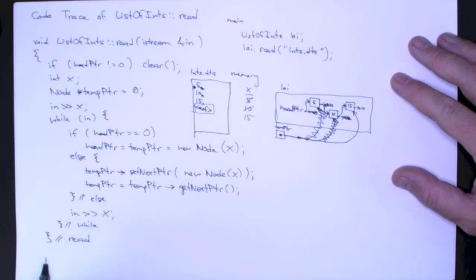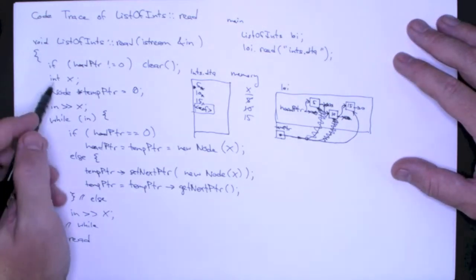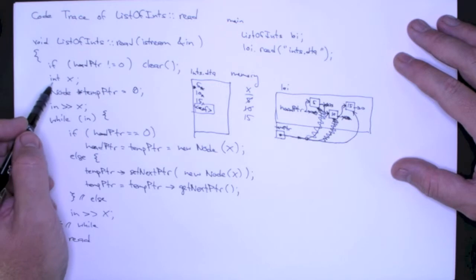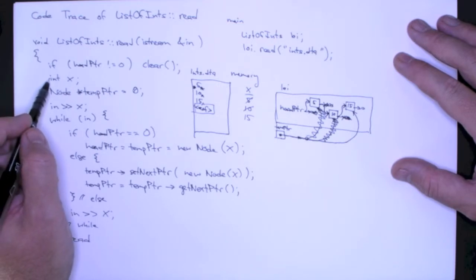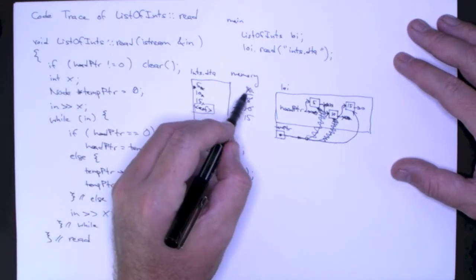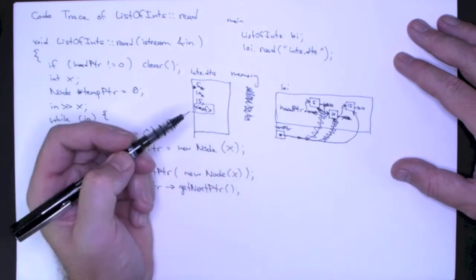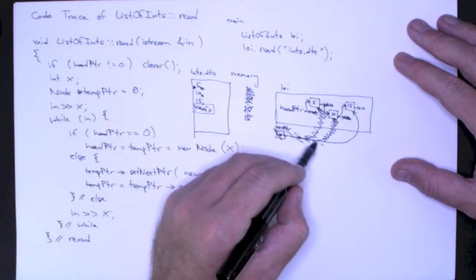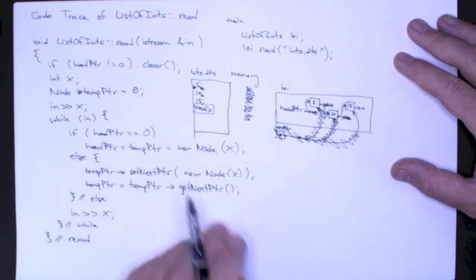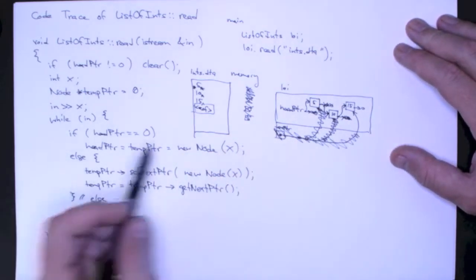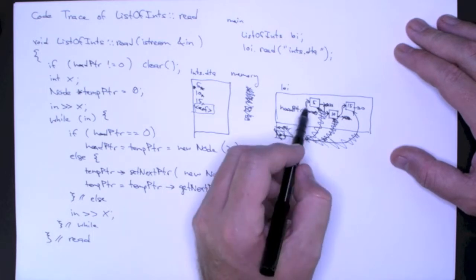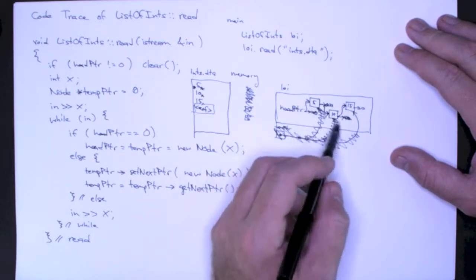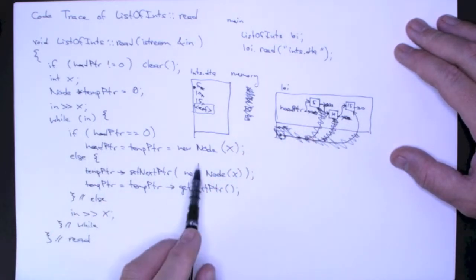When the method terminates, we're going to deallocate anything that we statically allocated in the method. So that's going to be x, so x is deallocated, and temp pointer is deallocated. Just like that. And so what's left in memory is the head pointer and the 3 nodes that we just allocated dynamically using new.